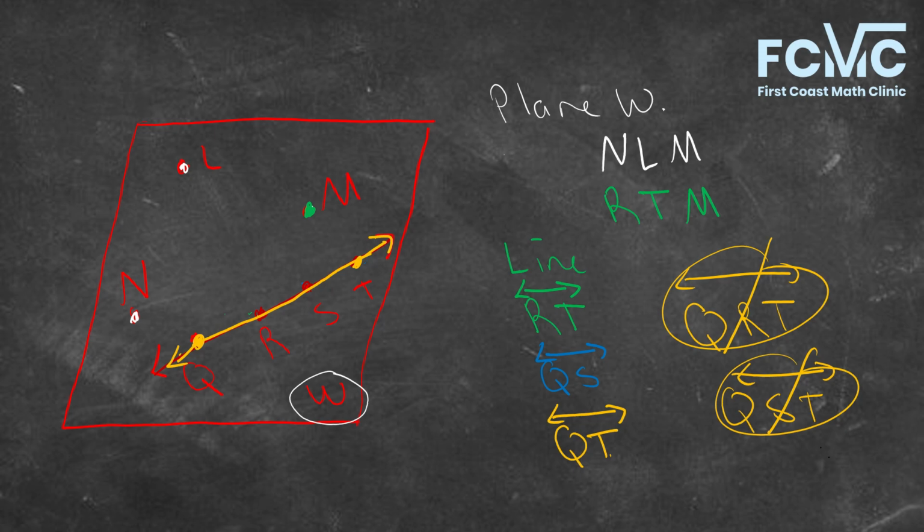All right, let's go through one more way that we can name this line. Because remember, we could switch these as well. We could do QT or TQ, SQ, TR, right? So we could switch those points.